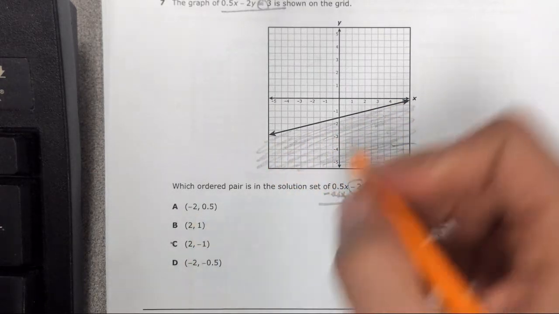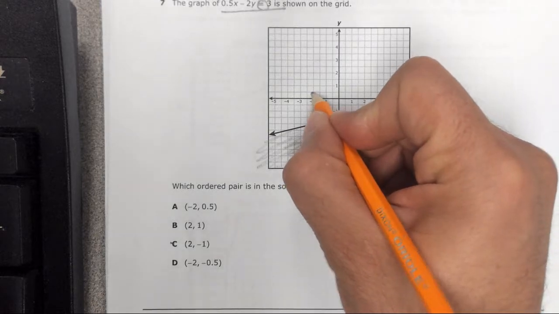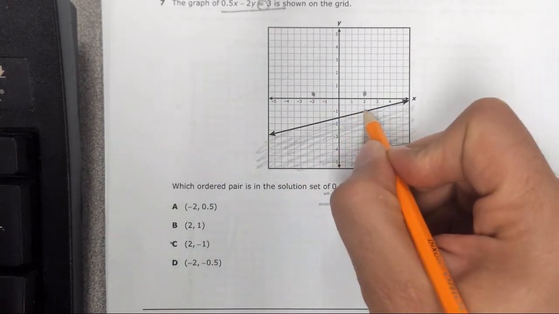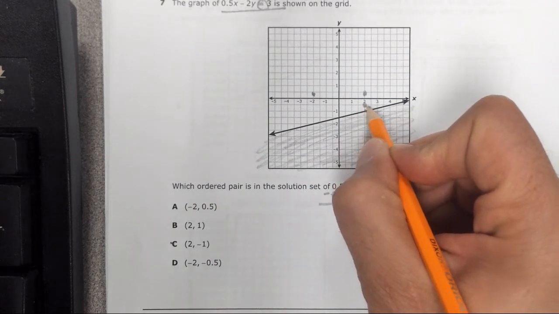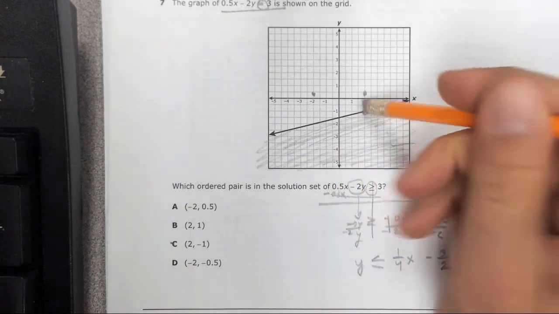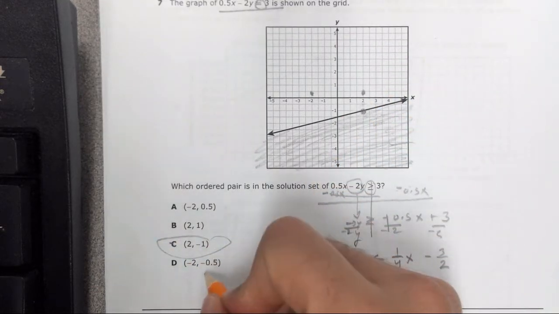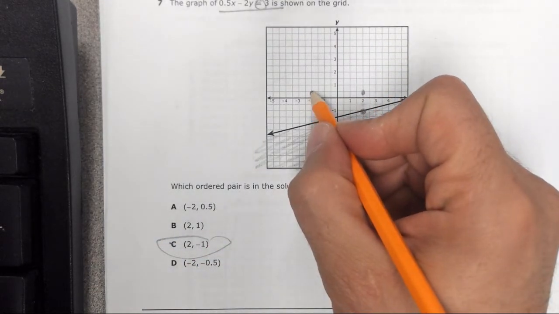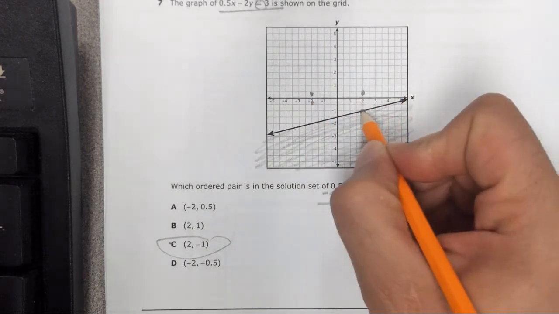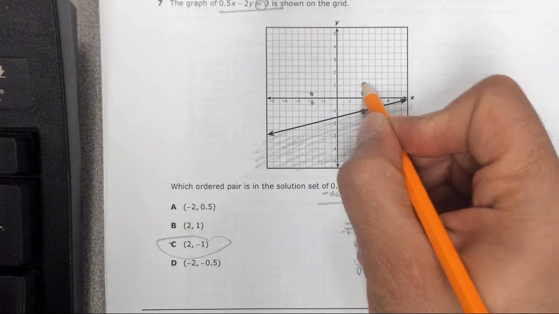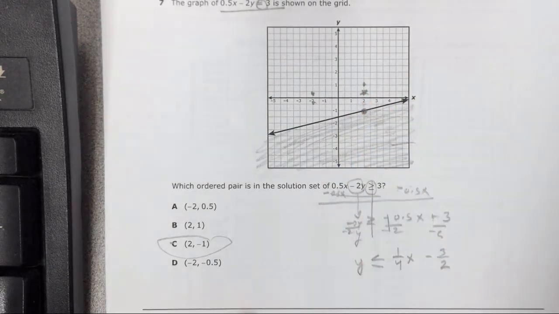Now we'll start with the first one. Negative 2, 0.5, not shaded. 2, 1, not shaded. 2, negative 1, right here. See, I almost fell for it. That's 0.5. 2, negative 1, and negative 2, 0.5. The only one that's shaded is right there. That was actually right here. That's your answer.